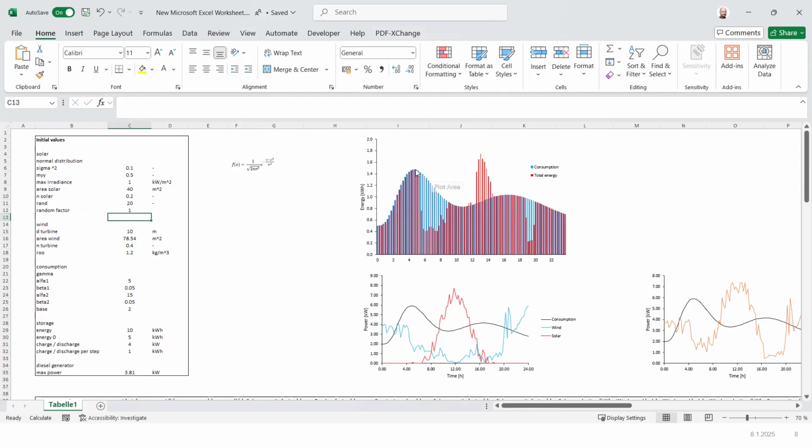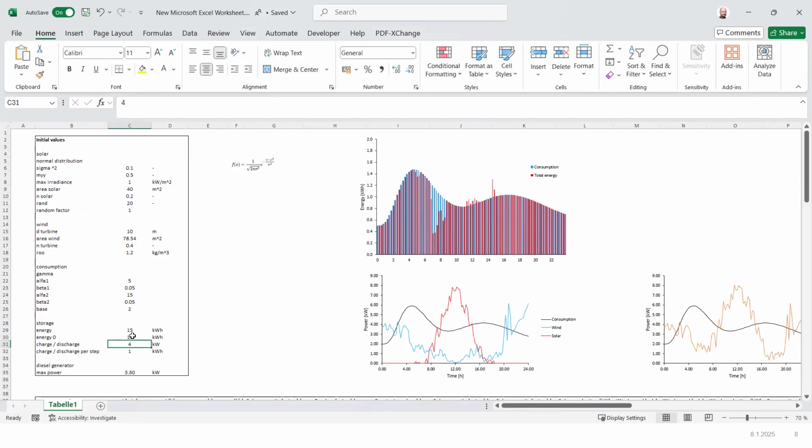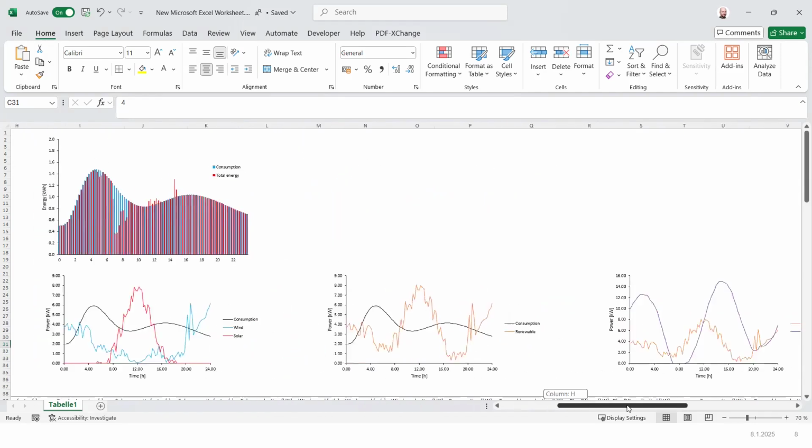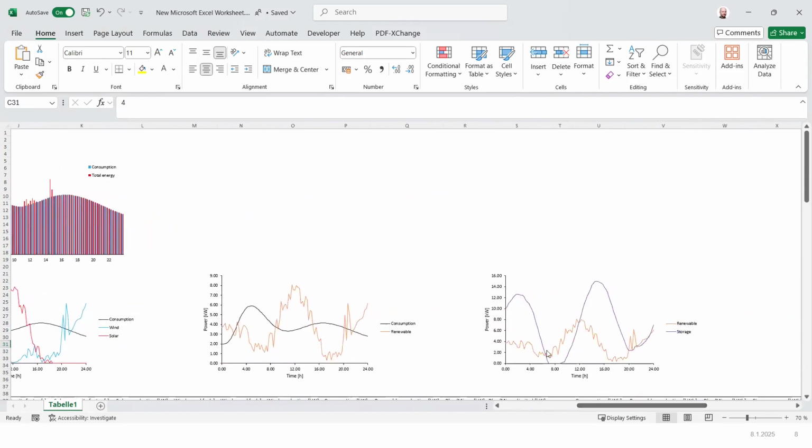But in this way, I can analyze different scenarios, and I can see how much I would have use for the diesel generators. So how big of an energy storage I would have to have, and how much energy I would have to have initially in there to minimize the diesel generators. And there you can see how the storage behaves.